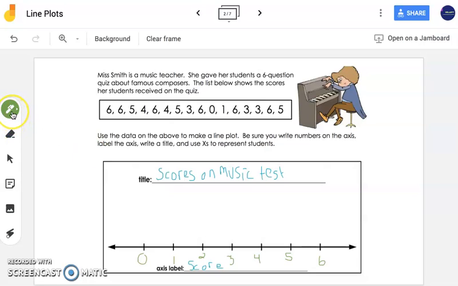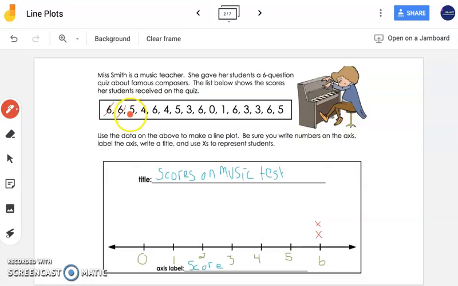Now your goal is going to be to actually start creating this line plot. Now what I like to do is take one number at a time, or one piece of data. So notice here I'm going to start with 6. I'm going to cross 6 out and instead put an X right above 6, because notice it asked us to use X's to represent the students. So that means that one student received a score of 6. And I have another 6 here, which means my second student received a score of 6.